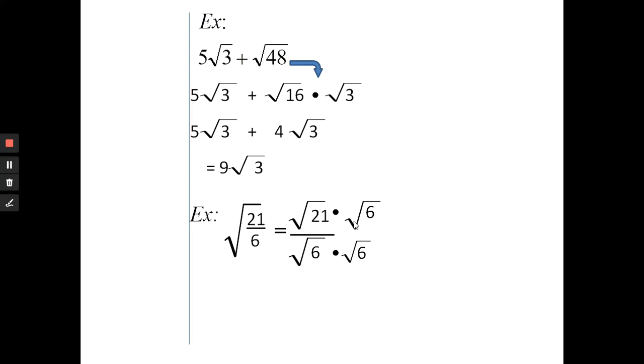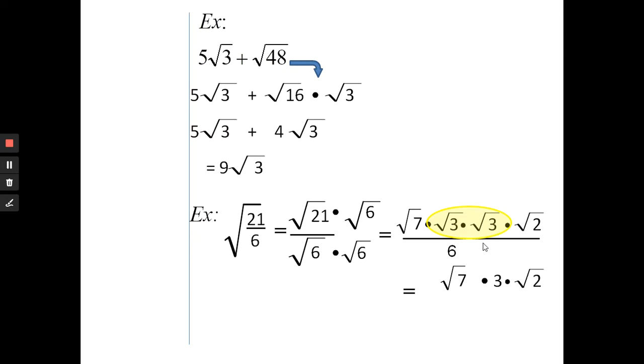Okay, then we can look at the top. On the top part, I'm going to have a pretty big number, so I'm going to start breaking it up at this point. I'm going to break up the square root of 21 into the square root of 7 times the square root of 3. And then I'm going to call the square root of 6 the square root of 3 times the square root of 2. This allows me to see those pairs that are really going to help me out in the end. On the bottom, the square root of 6 times the square root of 6 is 6. So I can combine those square root of 3's. The square root of 7 stays the same. Square root of 3 times the square root of 3 is 3. Then I multiply by the square root of 2 and put it over 6.